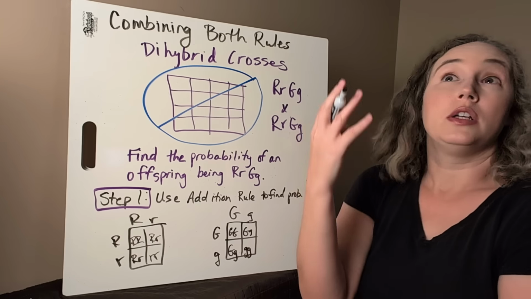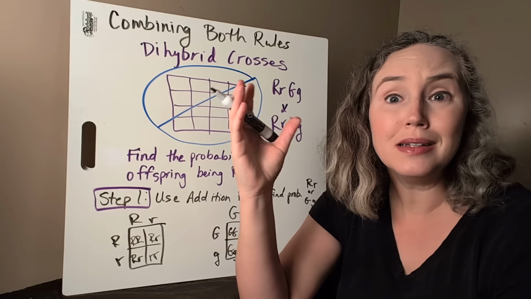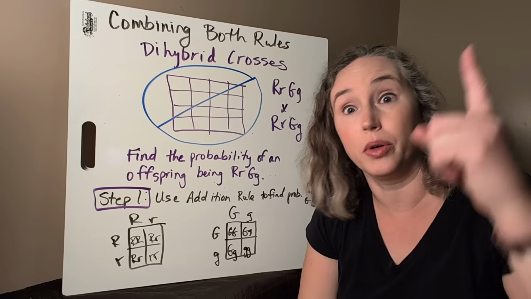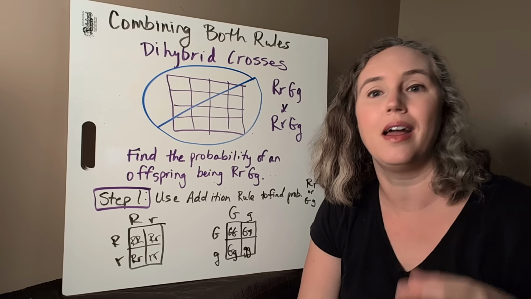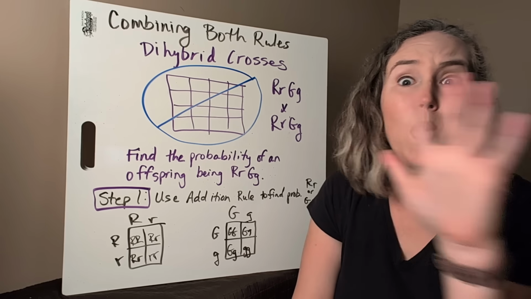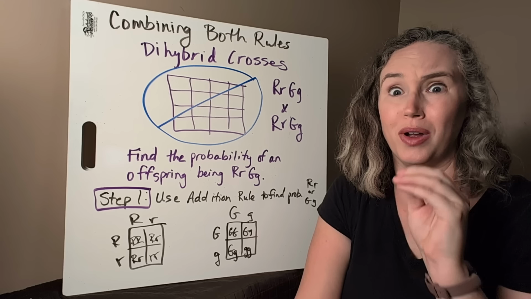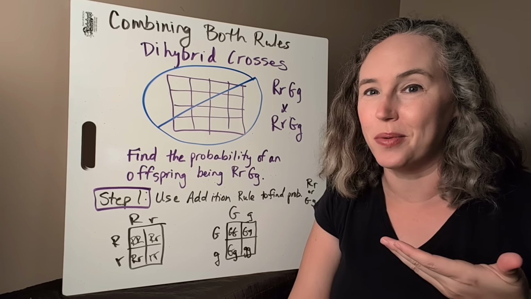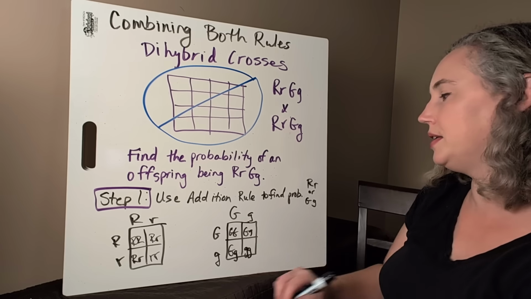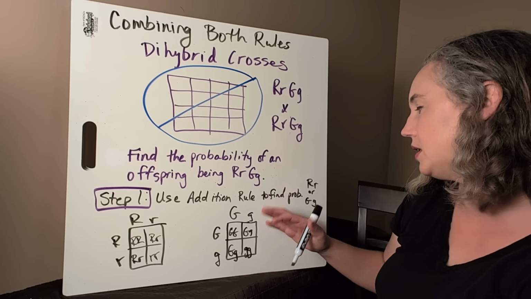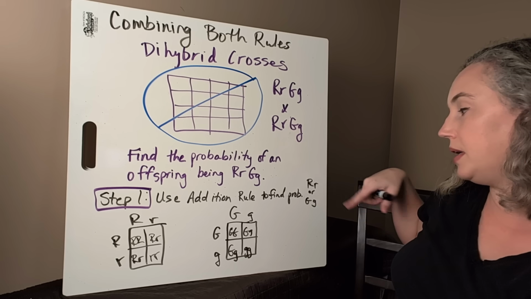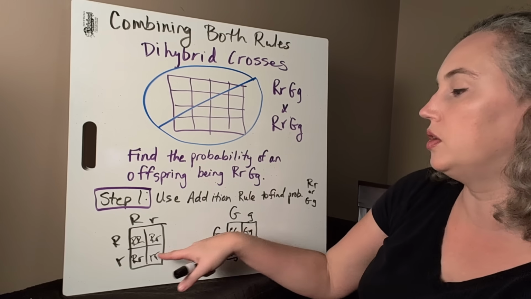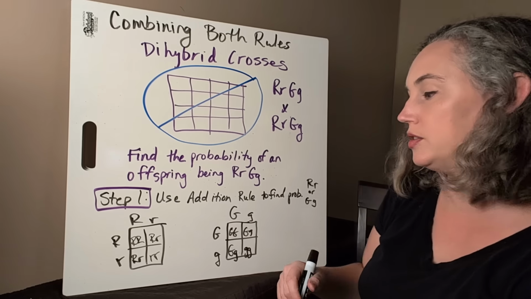Now, you can memorize the phenotypic ratios of a dihybrid cross. That's 9:3:3:1. If you want to check out my dihybrid cross video, you can. But it is way harder to memorize the genotypic outcomes of a dihybrid cross. So let's use the law of probability. Step 1, use the addition rule to find the probability of being heterozygous for the R gene or for the G gene. So here I went ahead and set up those Punnett squares.